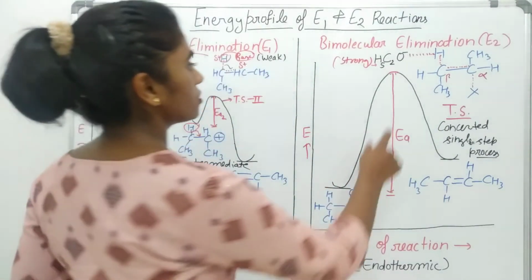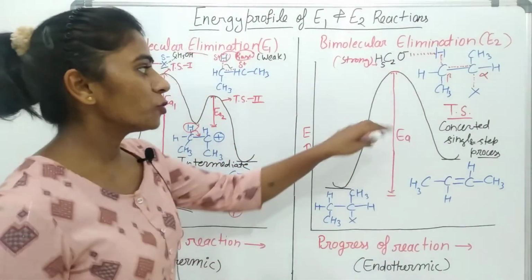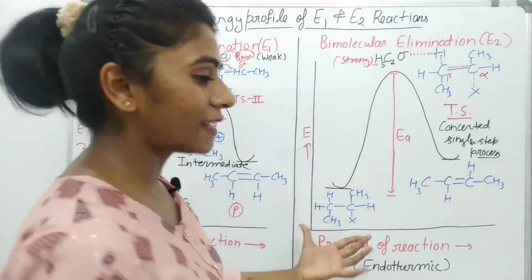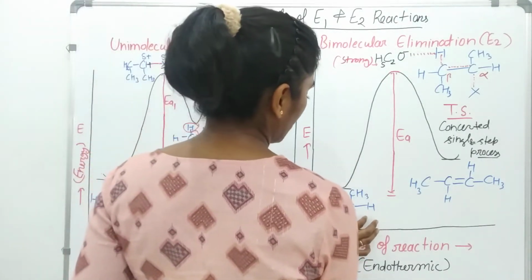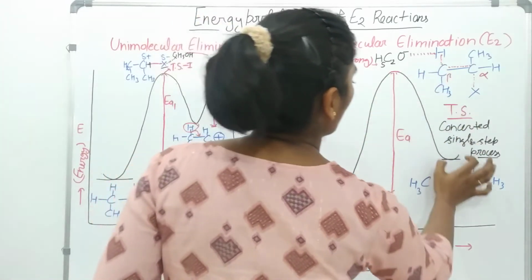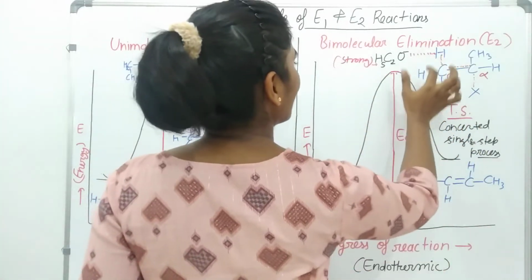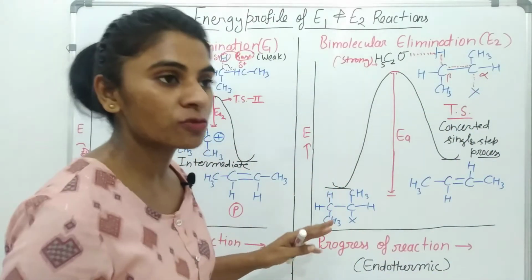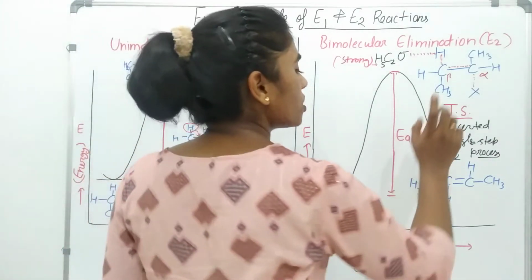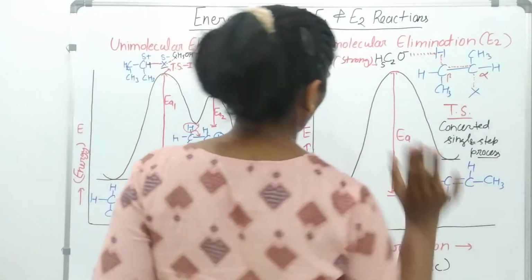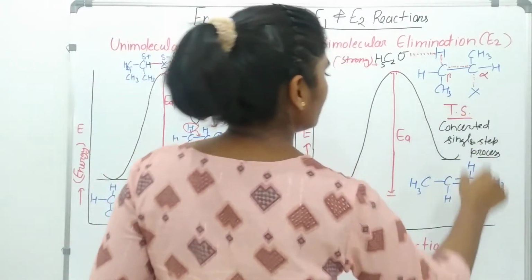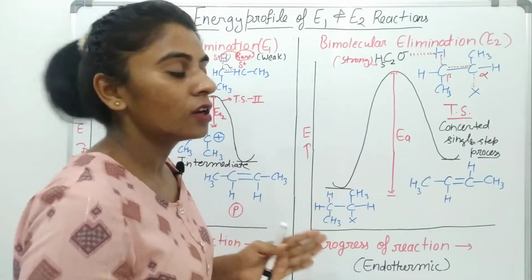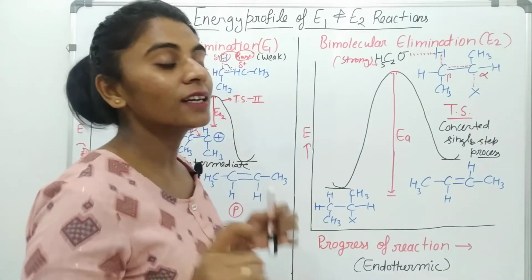So here we see there is only one peak present. In the E2 reaction only one peak is there. This is the reactant. So what happened in this? The reactant is going to convert into the product through this single step process. There is no formation of carbocation intermediate here. Here only the formation of a transition state takes place, and the formation of this transition state is known as the concerted single step process.